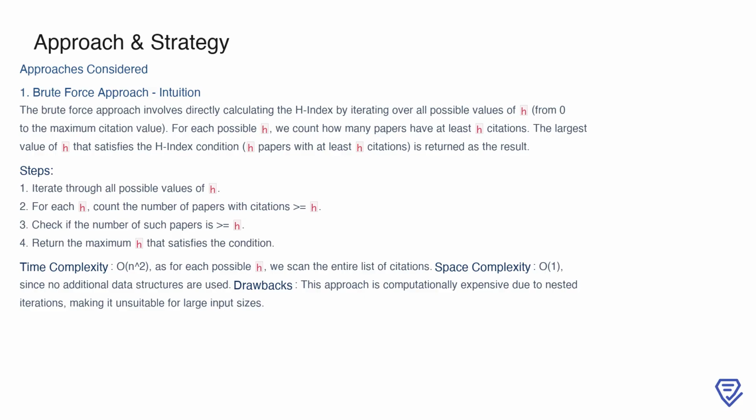While this approach is straightforward to understand, it involves a nested iteration, one to test each value of H and another to count the qualifying papers. This results in a time complexity of O(n squared), which becomes computationally expensive for large datasets. Additionally, it doesn't require any extra space, as no additional data structures are used. However, a high time complexity is a significant drawback, which makes this method impractical for larger inputs.